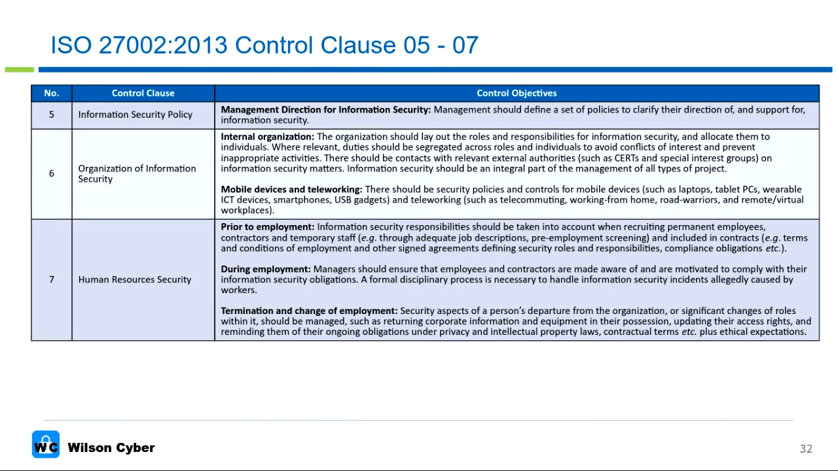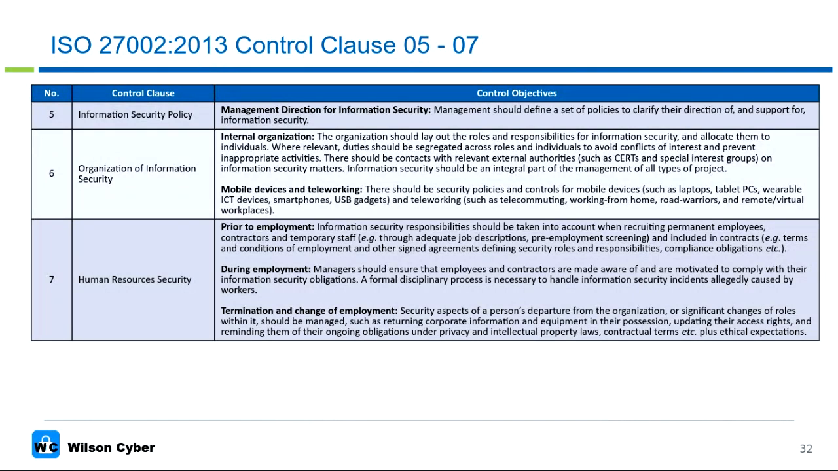So we're going to walk through the 14 control clauses. Control clause 5 is information security policy. Here we have one control objective: management direction for information security. Management should define a set of policies to clarify their direction of and support for information security. Control clause 6, organization of information security, has 2 control objectives.